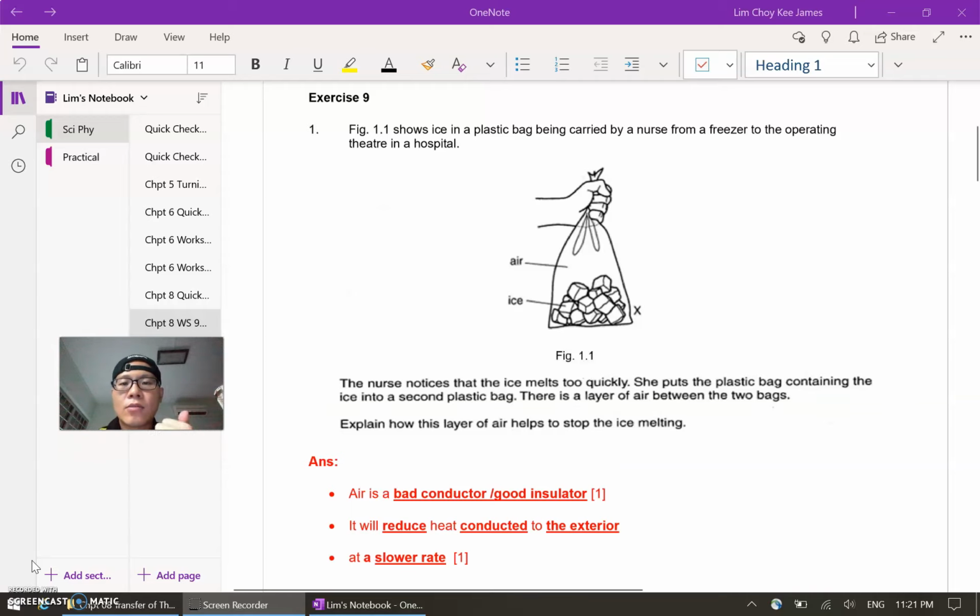Second, I need you to take note of the way I structure my answers to present the relevant mode of heat transfer. Meaning, for conduction, there is a list of keywords or key phrases that I will be using. For convection, there will also be a set of key phrases. Likewise for radiation. So take note of these key phrases.